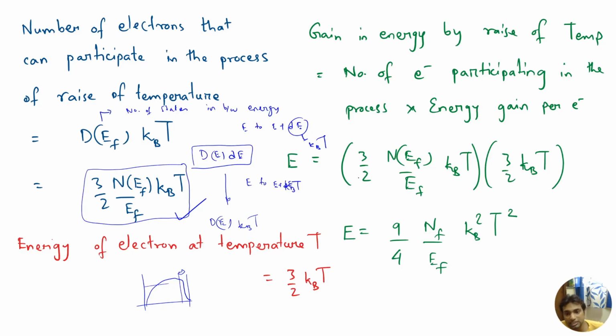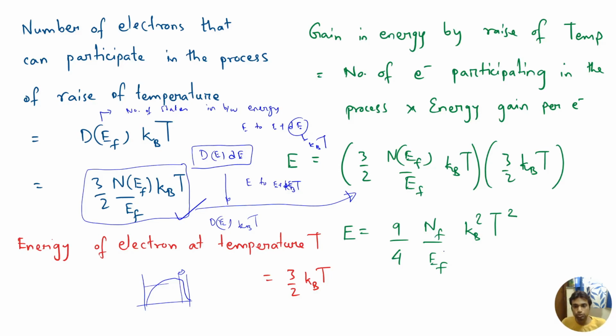So E is equal to 3 by 2. So this is what we are replacing in here. And what is the gain of energy per electron? It is 3 by 2 kBT. So this we are just thinking as whatever the electrons which can take the energy, they will behave as a free particle. So 3 by 2 kBT. And if you multiply that, it is E equal to 9 by 4 NF over EF kB square T square.